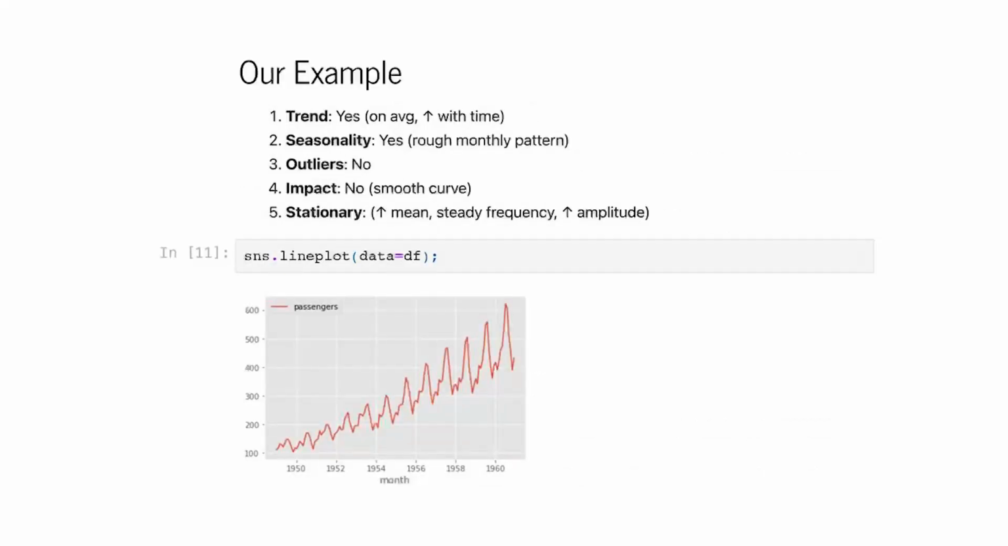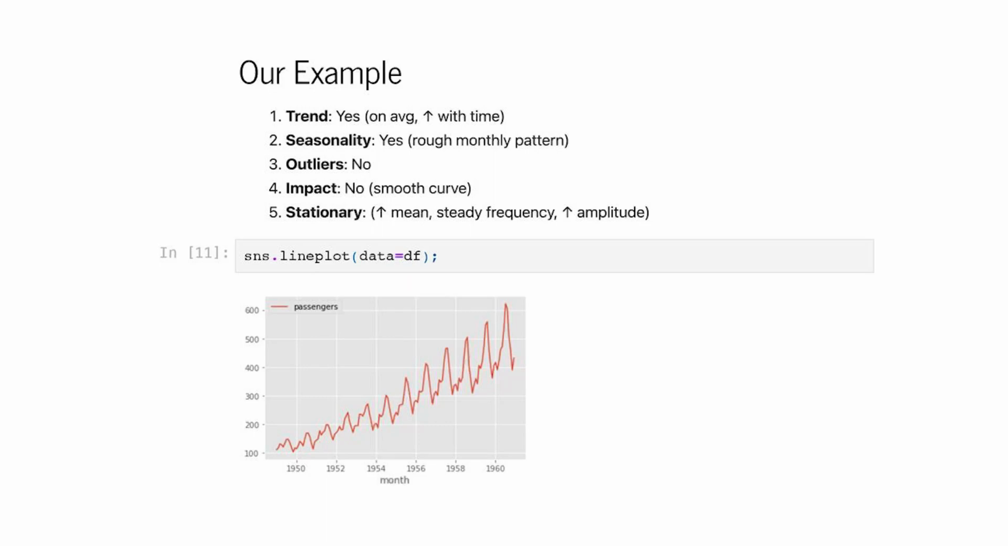Okay, let's relate what we just learned with the passengers dataset that we are working on. Does the dataset have a trend? Yes. As we move from left to right in this particular graph, we can see that the average value of passengers seem to be increasing with time. So there is a positive trend in our particular time series. Second is seasonality. So there seem to be regular ups and downs with a roughly monthly pattern in the particular time series that we are working on.